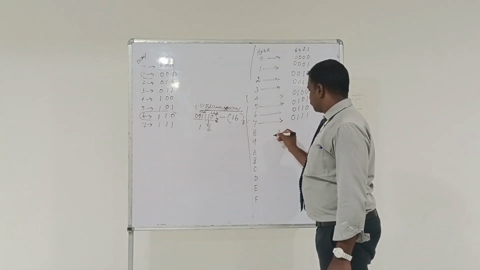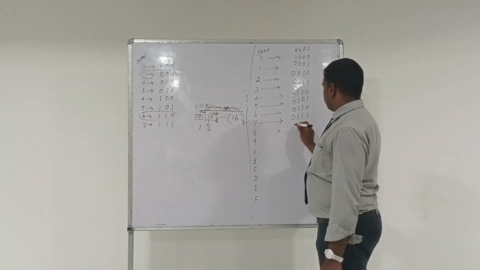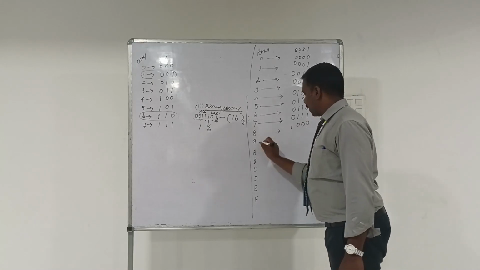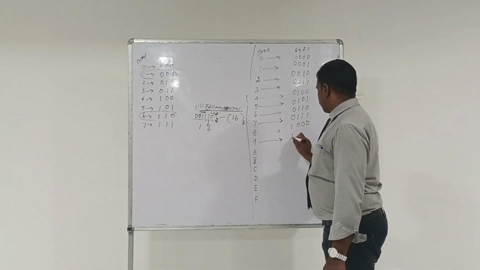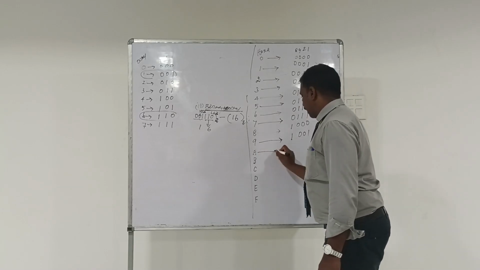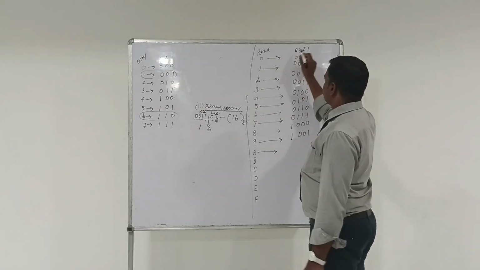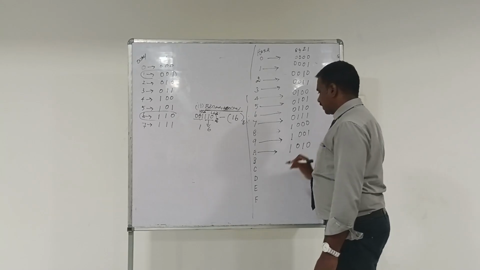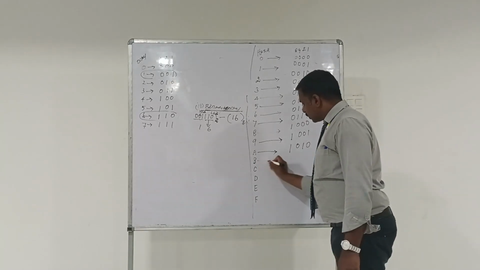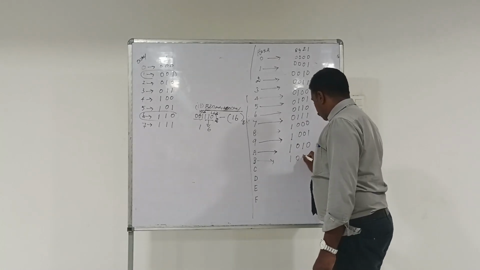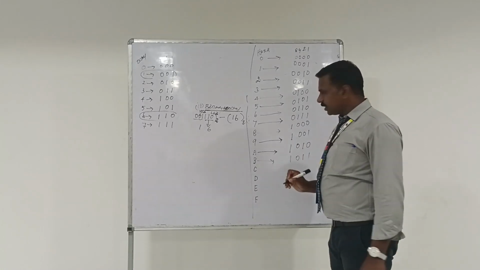For 8, I have to enable the 1000. For 9, I have to enable 8 and 1. For 10, A means 10, so 8 plus 2 is 10. I enable 8 and 2, then we get 10 as A. Next one is B, which means 11. So 8, 2, 1. We get 11.